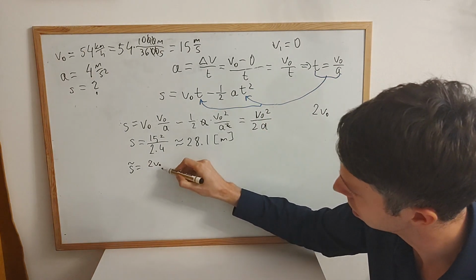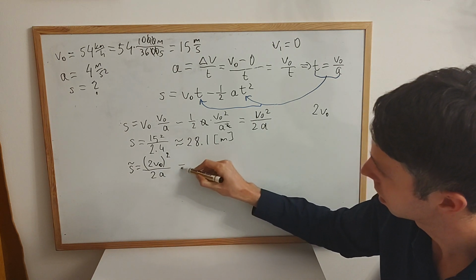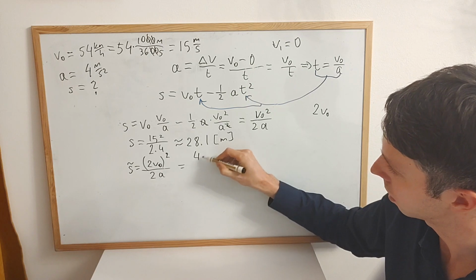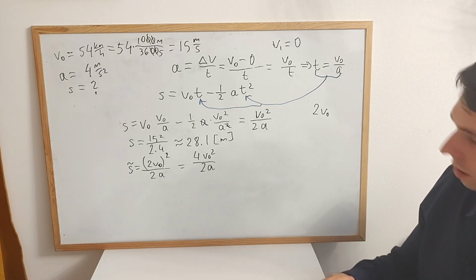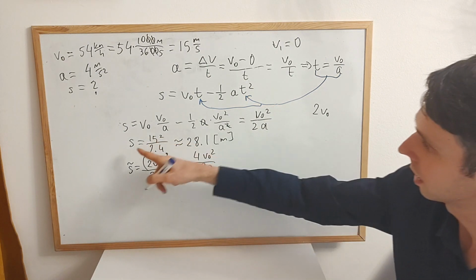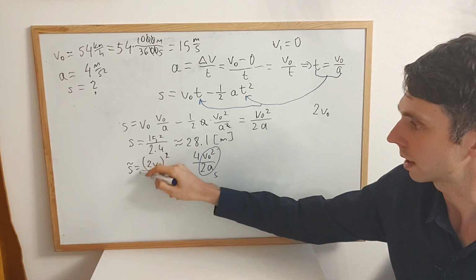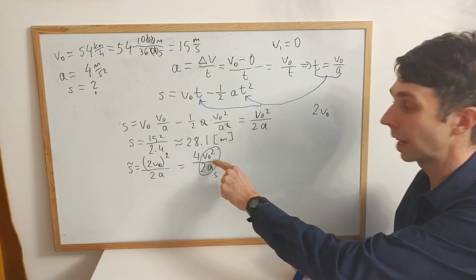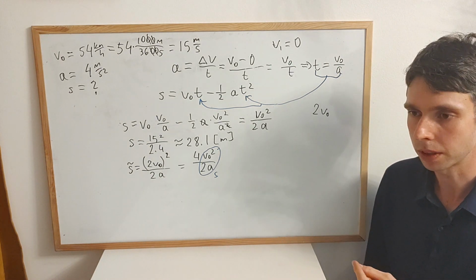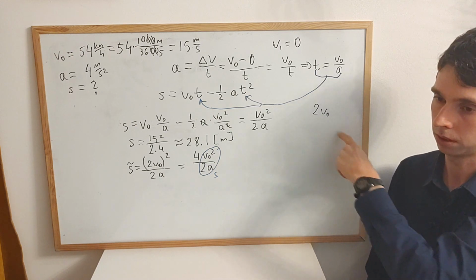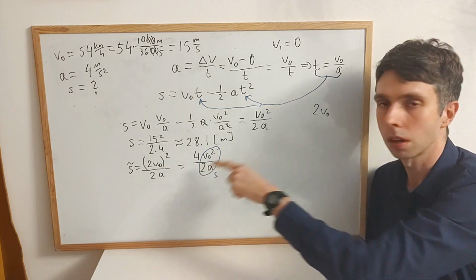So it's 2v0 squared divided by 2a. So 2v0 squared is 4v0 squared divided by 2a. And look, of course, v0 squared divided by 2a, it was this braking distance, so this was s, and our s tilde is 4 times old braking distance. So here is the important conclusion. If your initial speed increased 2 times, then your braking distance increases 4 times.